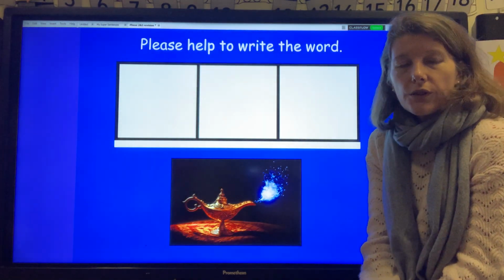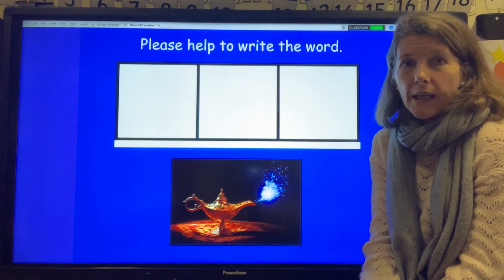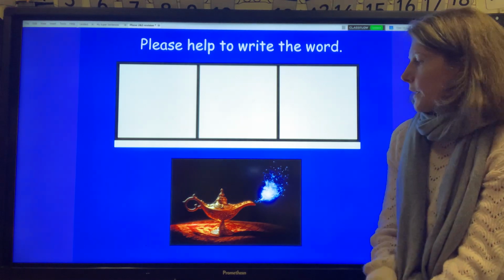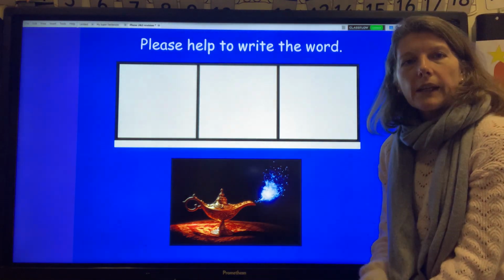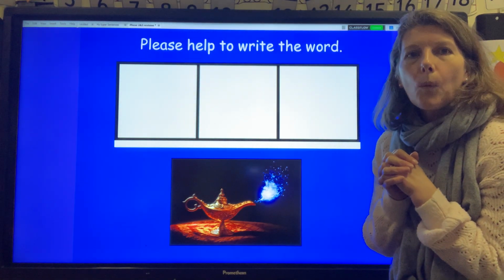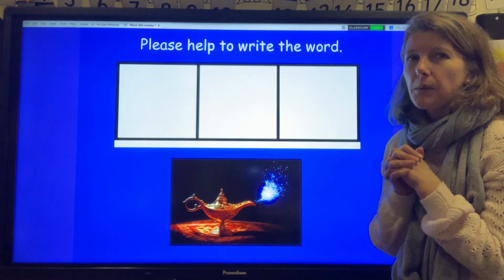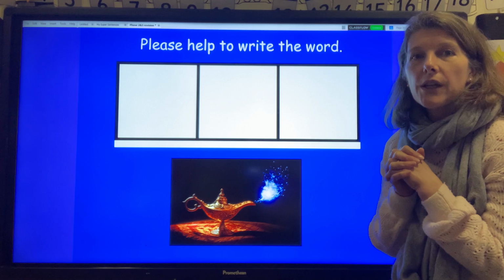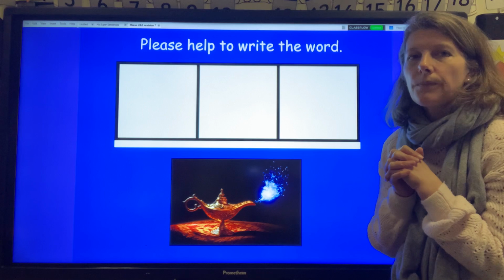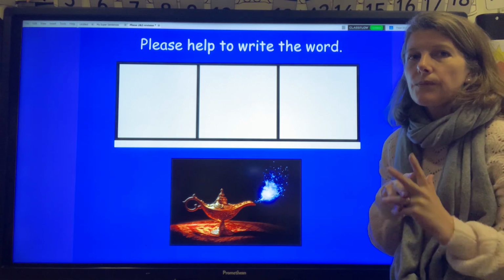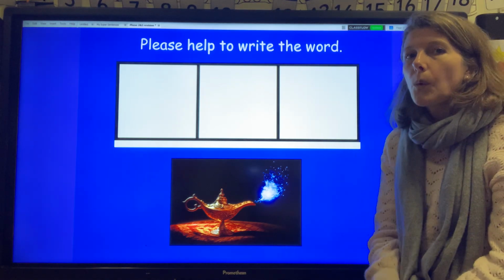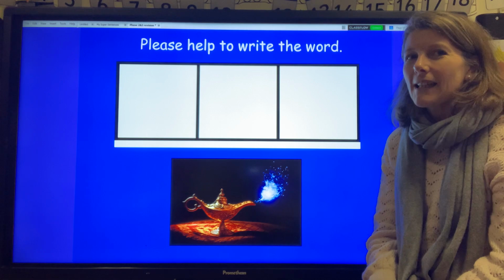Okay, now we're going to try to write some words. So you will need a piece of paper or a board and a pen or a pencil. So this is a magical lamp. When you rub the magical lamp, you are allowed to make a wish. Wish. So the word we're going to try to write is wish. So say it a few times. Wish. Wish. W, I, sh, wish. Can you try to write it, please?